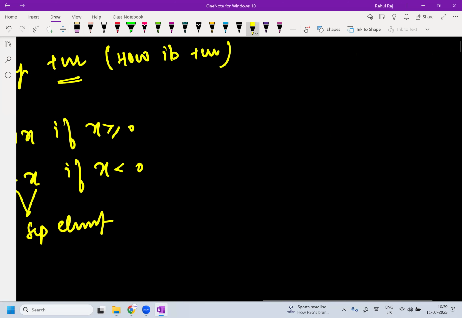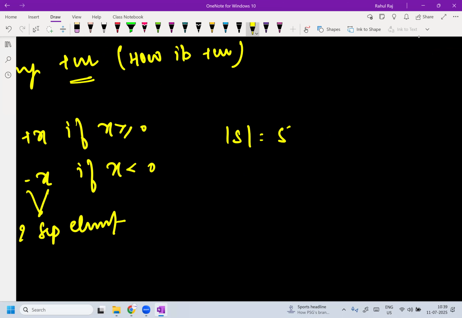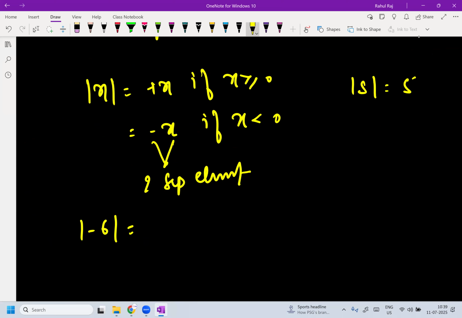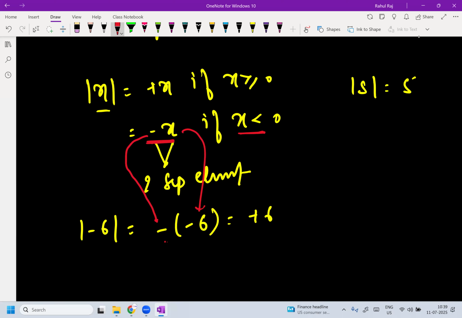So when I say mod 5, this is equal to 5. But when I say mod of negative 6, this is equal to negative of x, and x is negative 6. That becomes positive 6. So please understand, mod x is equal to negative x if x is less than 0. So this is negative, and x is nothing but negative 6. Negative x is also a positive element. There is absolutely no ambiguity over here. Any problem here? Because if this is the place you are confused, Shweta, then the entire mod you will suffer.